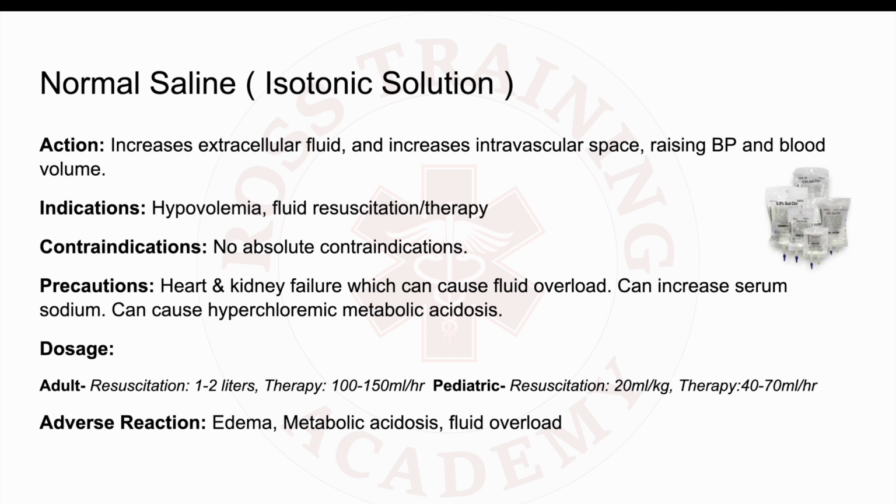The dosage for an adult for resuscitation is just going to be 1 to 2-ish liters. For therapy, you're looking at about 100 to 150 milliliters an hour. You might even hear like just a 250 bolus just to see what happens, right? The pediatric dose for resuscitation is going to be 20 milliliters per kilogram. For therapy, 40 to 70 milliliters per hour. And then that 20 milliliters per kilogram, you might even see that for adults. Some adverse reactions, just edema, metabolic acidosis, and then just fluid overload.